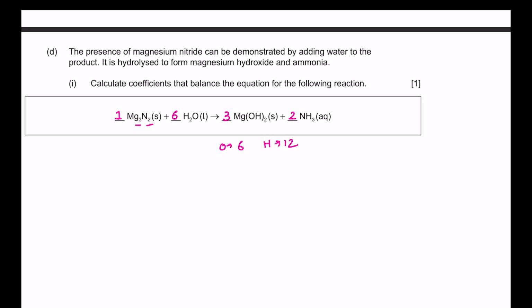Yeah. So I'll just cross check it again. Mg balance, hydrogen balance, oxygen balance. Yeah, that is perfectly fine. And that will be the final answer to this question. Moving on to the next part.